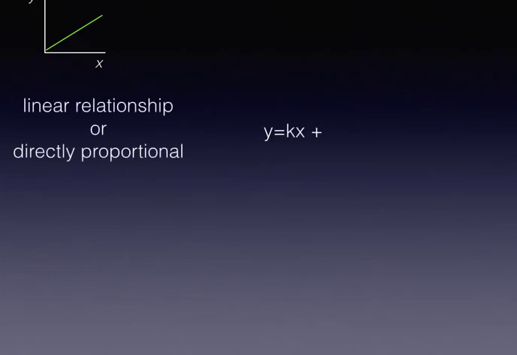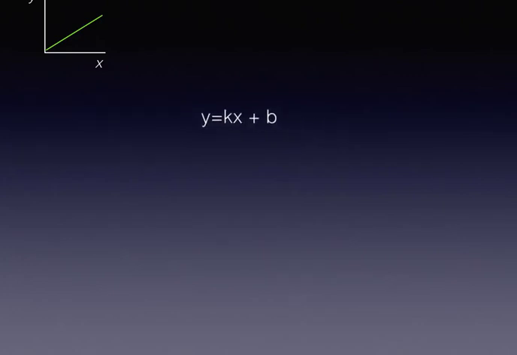The first common relationship that we often see happens when increasing the x variable causes the y variable to increase at the same rate. That results in a best fit line that's just a straight line. We call this a linear relationship, or we just say that the variables are directly proportional. The generic equation that produces that kind of shape is y = kx + b.